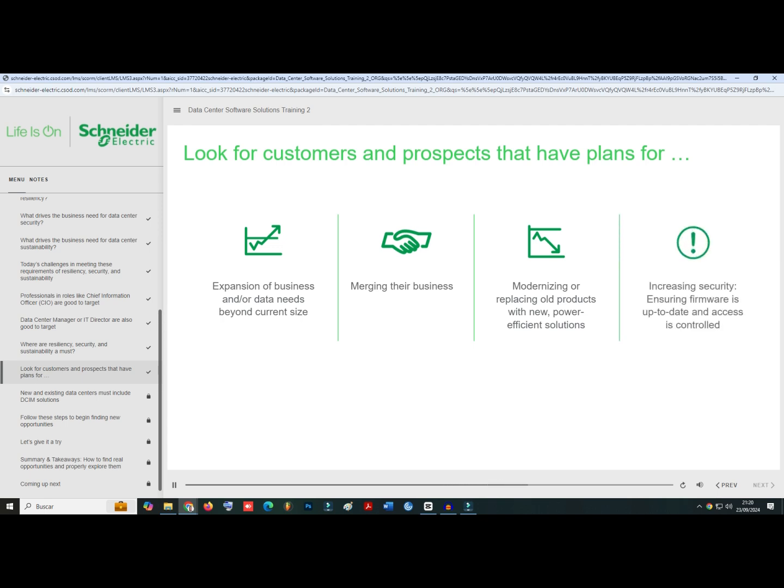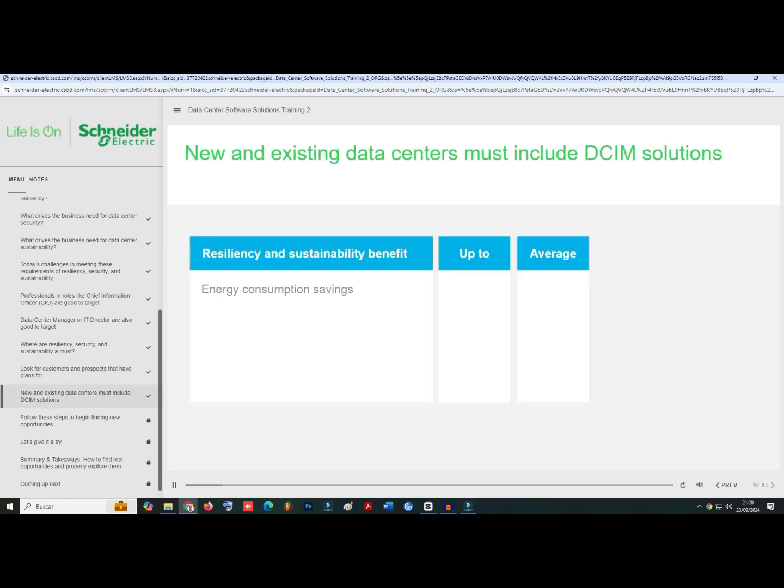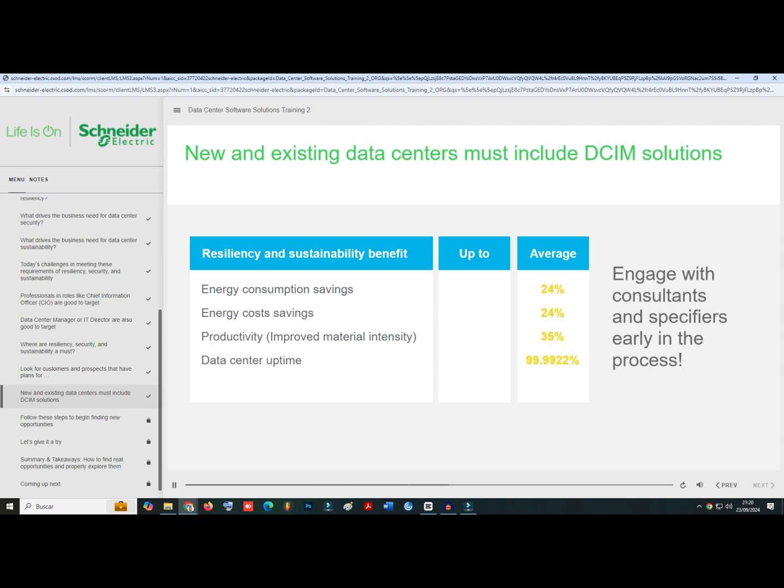And since security is a top concern, you can ask how tightly access to their infrastructure is controlled, or if their firmware is really up to date. Organizations that take on new data center build projects will definitely benefit from planning and modeling tools. Aim to engage with data center consultants and specifiers as early as possible. Show them how these tools help ensure a resilient and cost-optimized data center.